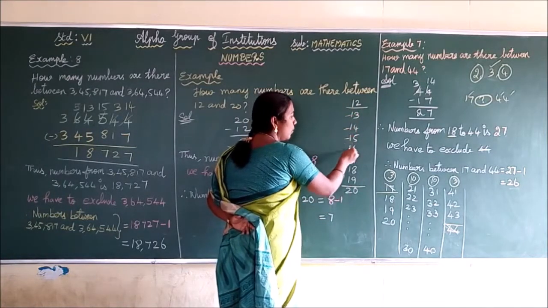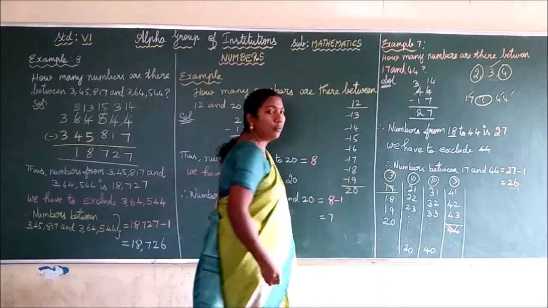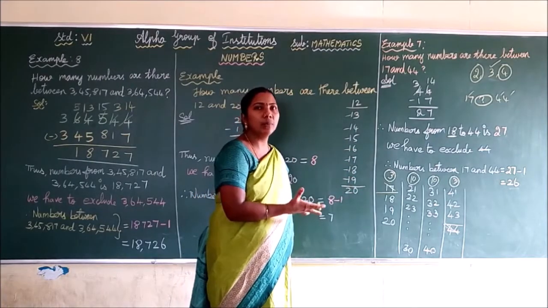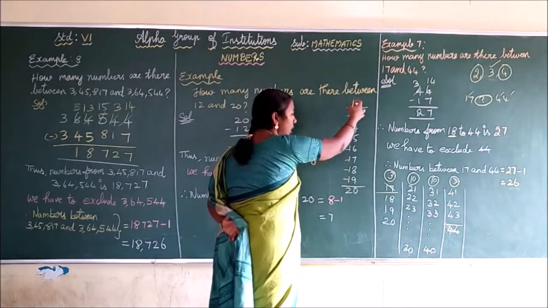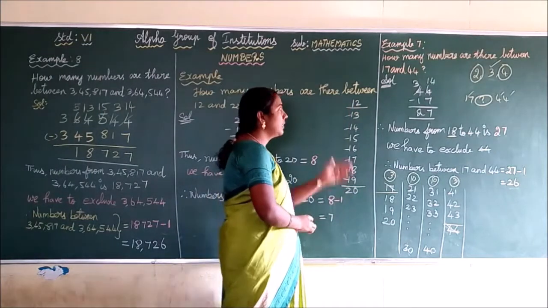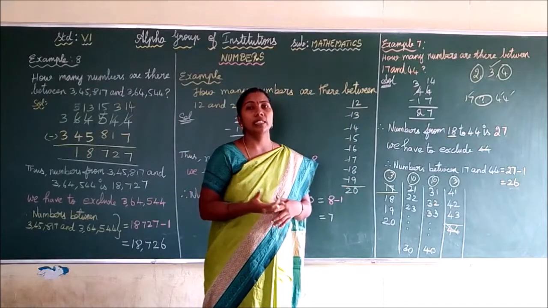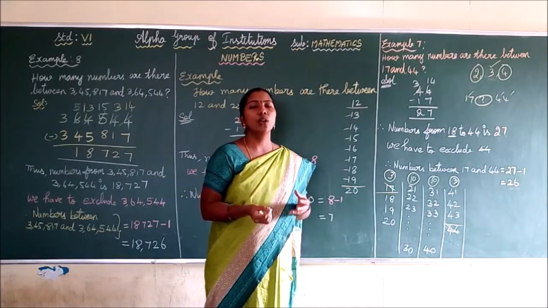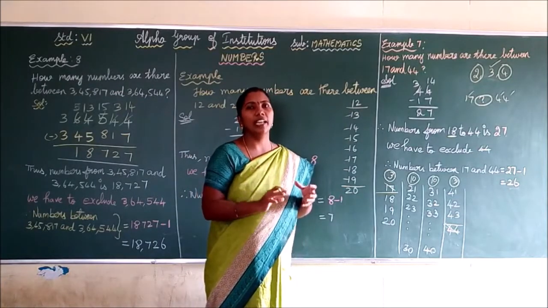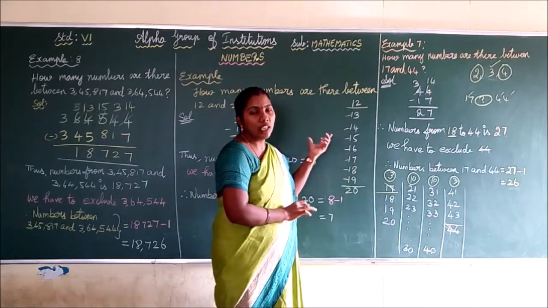1, 2, 3, 4, 5, 6, 7 numbers. It's very clear there are 7 numbers between 12 and 20. This is a very simple example. We can easily calculate it, but when you move to the next example, they give large numbers. So you have to have a clear idea about this concept. That's why I am giving this example.